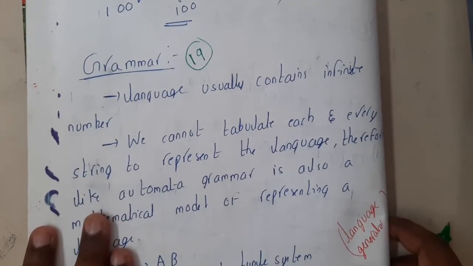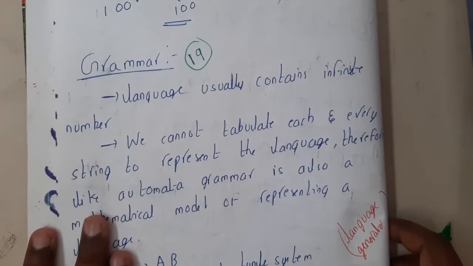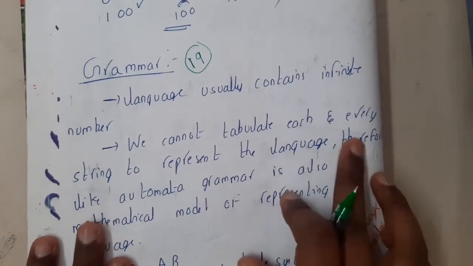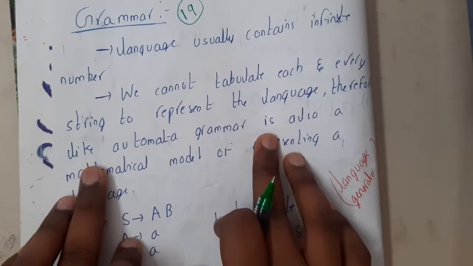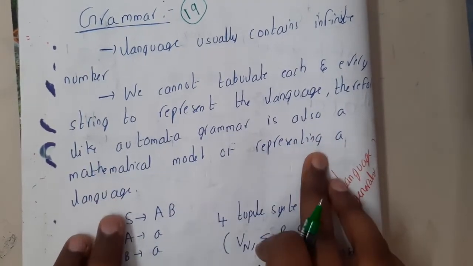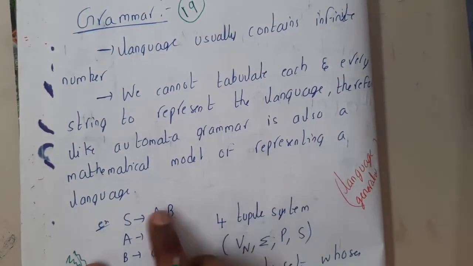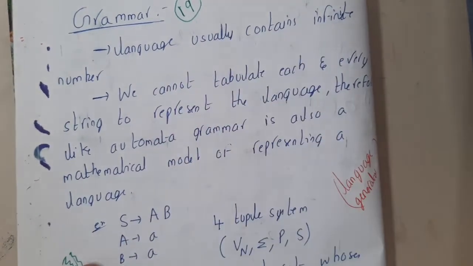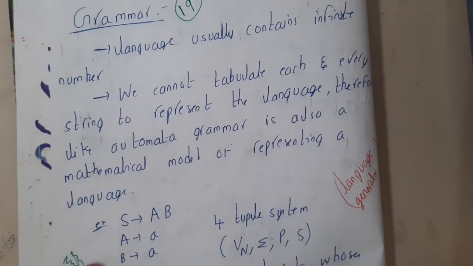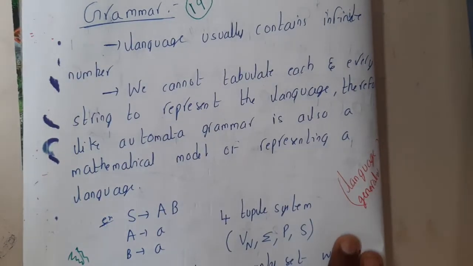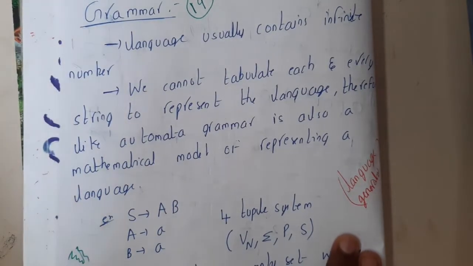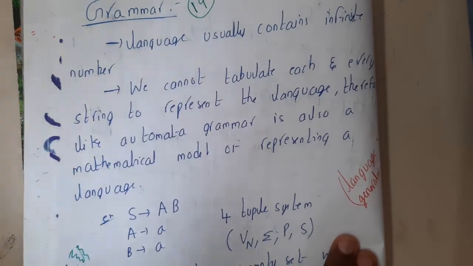A language usually contains an infinite number of strings. We cannot tabulate each and every string to represent the language. Therefore, like automata, grammar is also a mathematical model of representing a language. Same as automata, we design machines, and in the same way we are going to design this grammar. From this grammar we can identify which language, or you can construct automata using this grammar, and everything is possible.